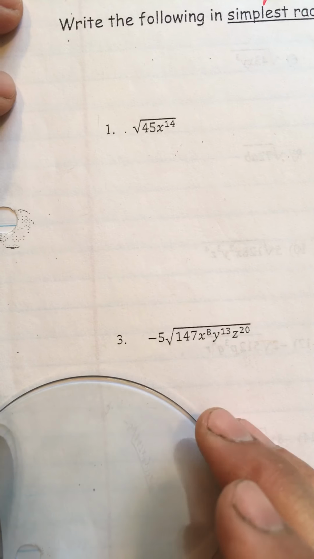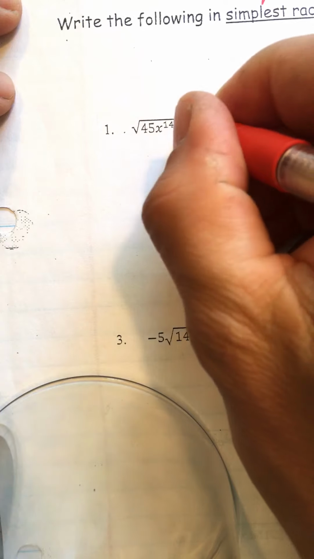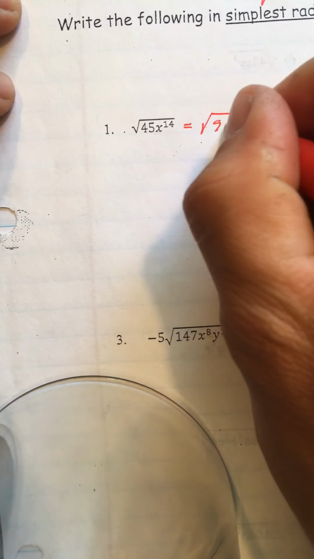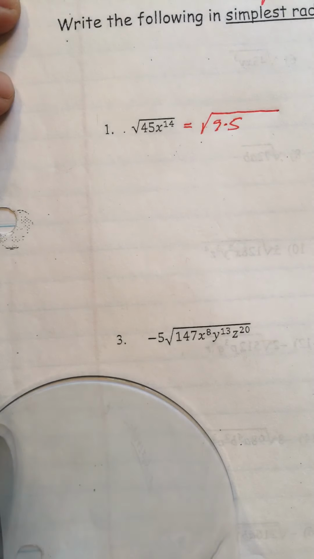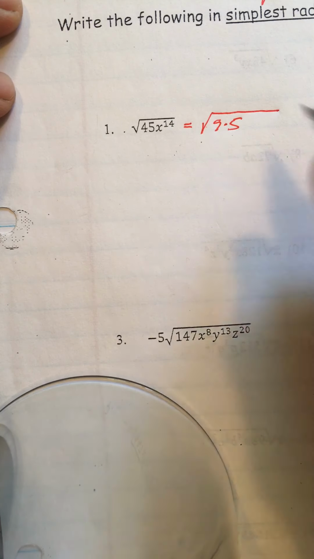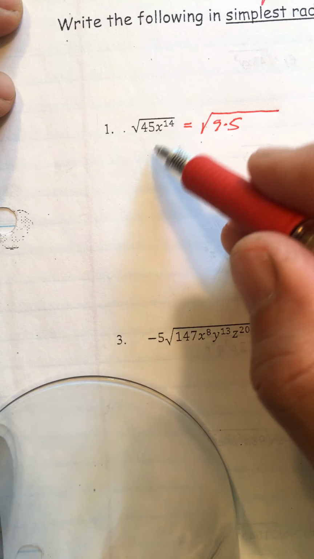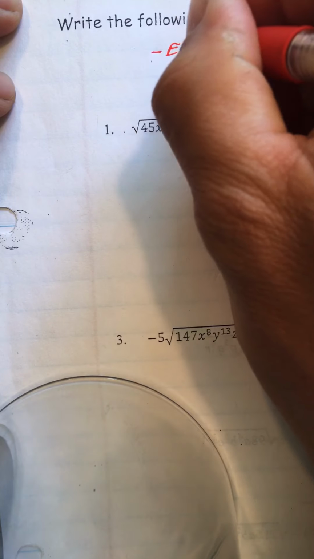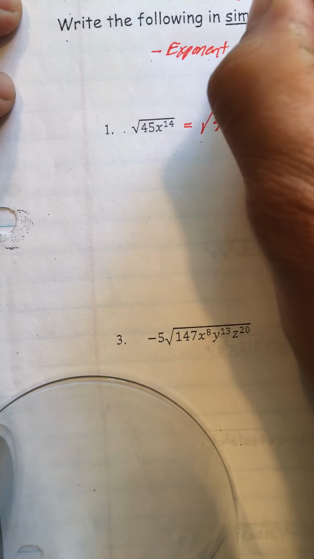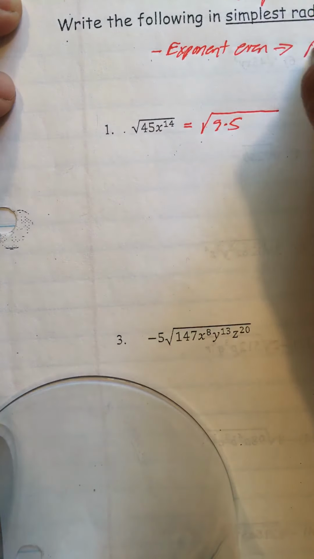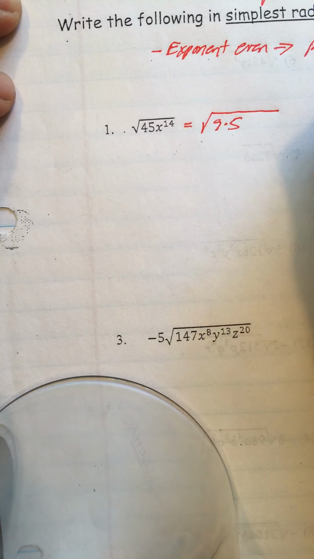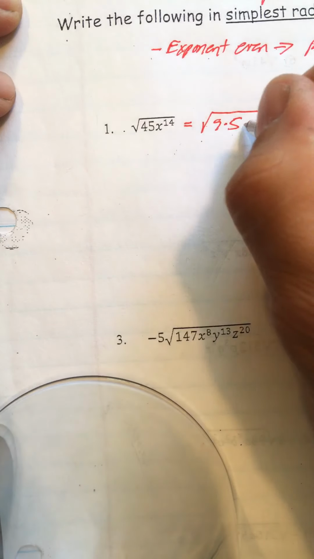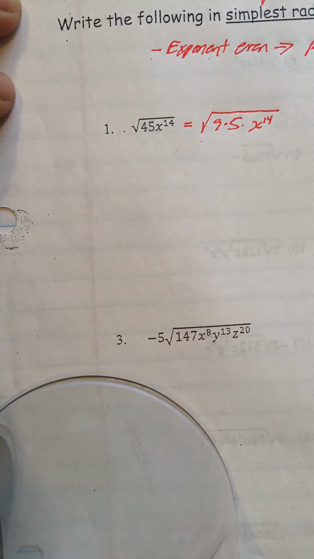Okay, and we're going to take a look at number one. The same idea. We're looking for the greatest perfect square that goes into 45, which is 9. So we're going to rewrite 45 as 9 times 5. And then we look at x to the 14th. And the general rule of thumb is if the exponent is even, it's a perfect square. And what we're going to do is just divide it by 2. So we're going to leave it as it is, okay?